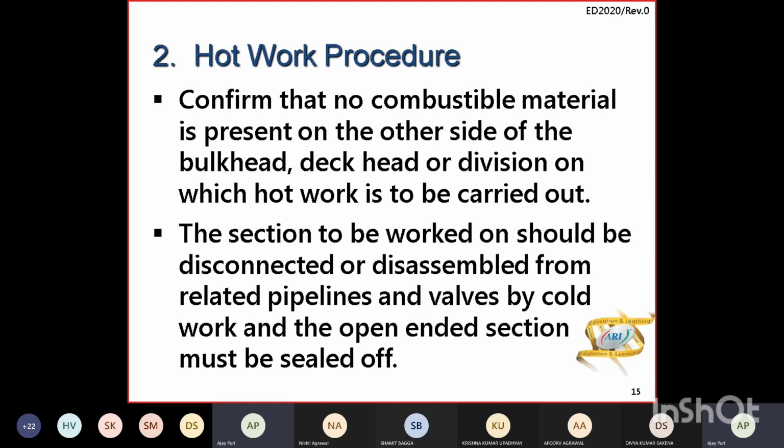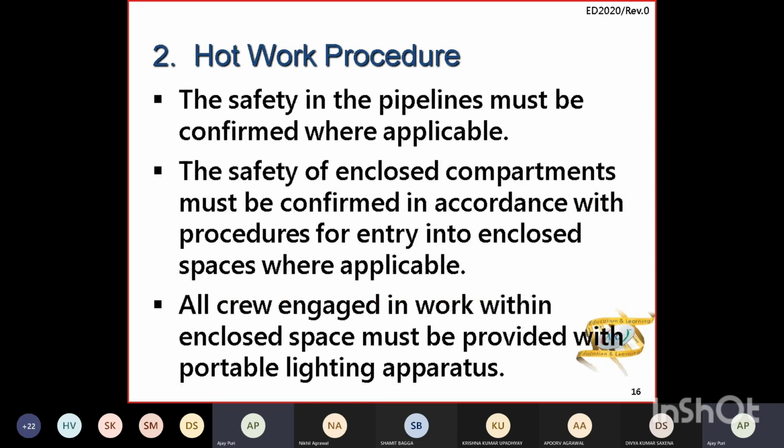The section to be worked on should be disconnected or disassembled from the related pipelines and valves by cold work. Cold work means you use brass tools to remove the nuts. You're not cutting, it's cold work. You're just opening the nuts. And the open-ended section must be sealed off. Safety of the pipeline must be confirmed where applicable.